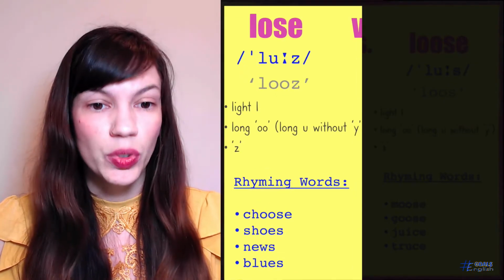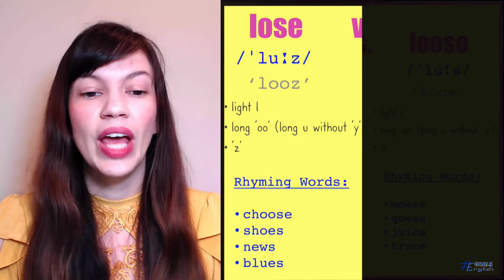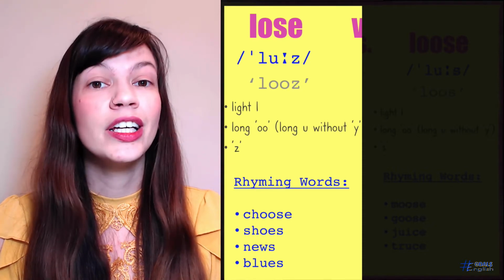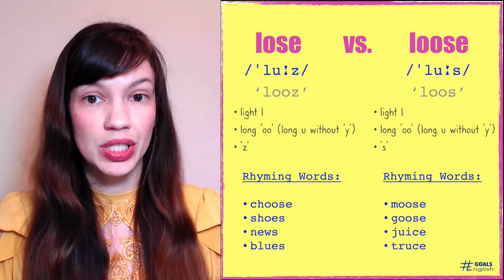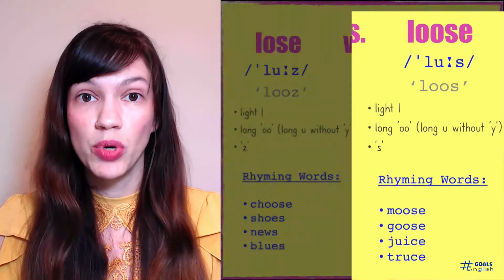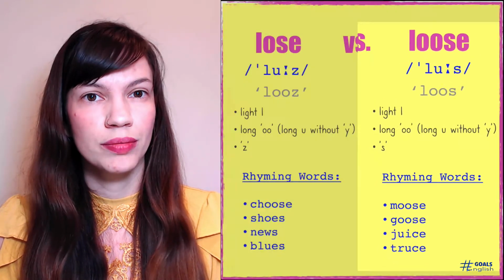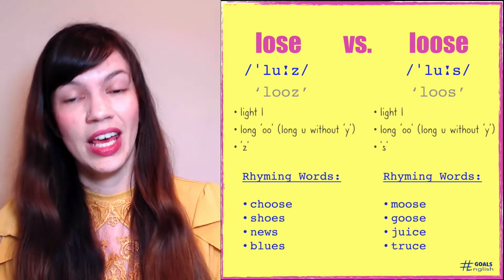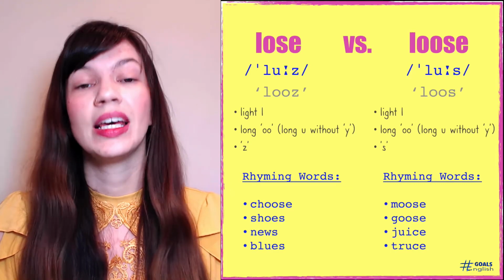So if we look at rhyming words, this will help us remember the difference. So with that Z, lose, we have the rhyming words choose, shoes, news, and blues, versus loose with an S. My shirt is loose. Moose, goose, juice, and truce. So notice here part of the confusion is that S can be a Z sound or an S sound, and then we have C, which can be a K sound or an S sound.